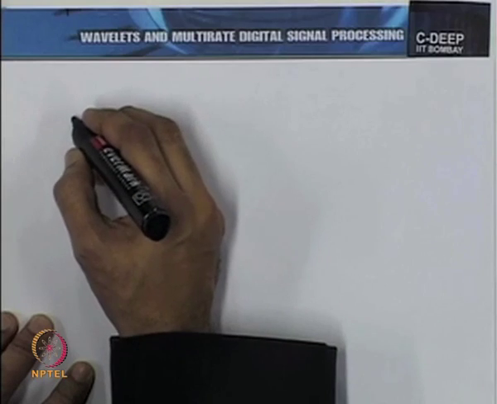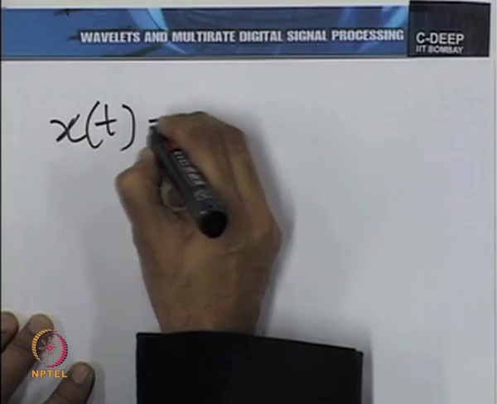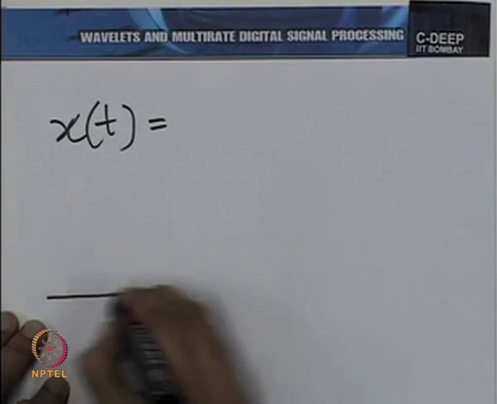Let us consider a function in V0 again to fix our ideas of the connection between functions and sequences. So, let us take this example, again a little bit of repetition from the previous lecture, but let us fix our ideas with it. We have this function, let us say x of t given by the following graphical representation.